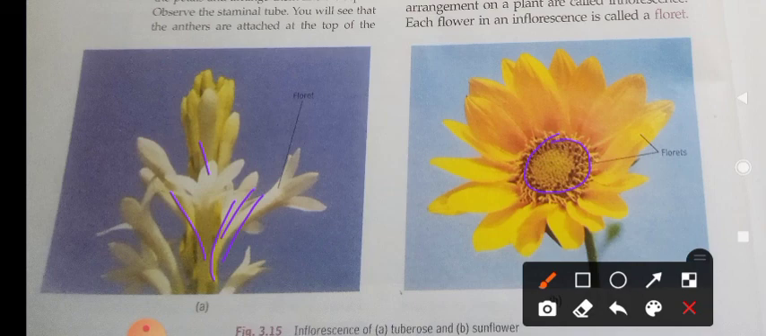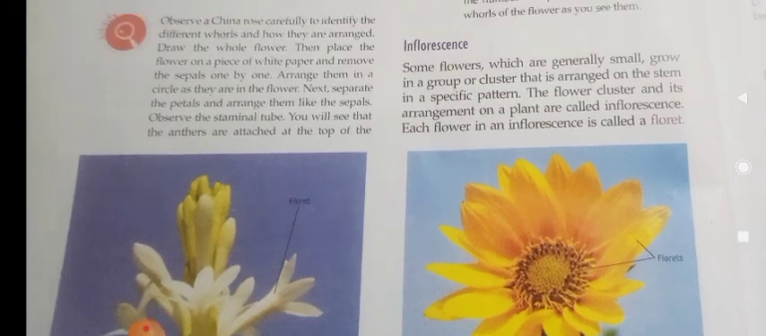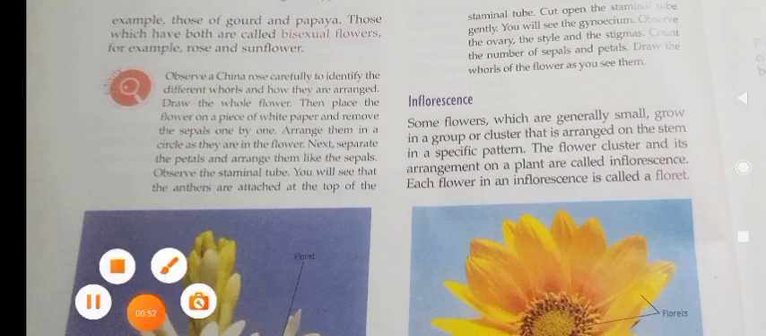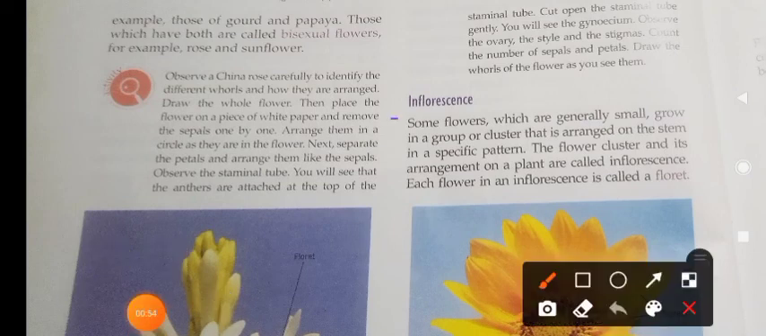Cluster means a group of flowers blooming there, and they are blooming in a specific pattern. This specific pattern is called inflorescence. What is it called? Inflorescence. Do you understand, children, what is meant by inflorescence?